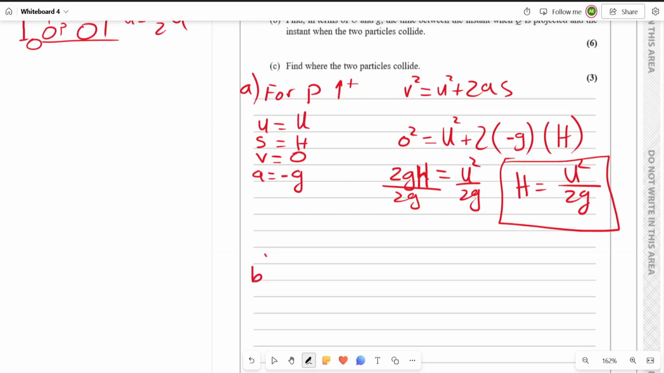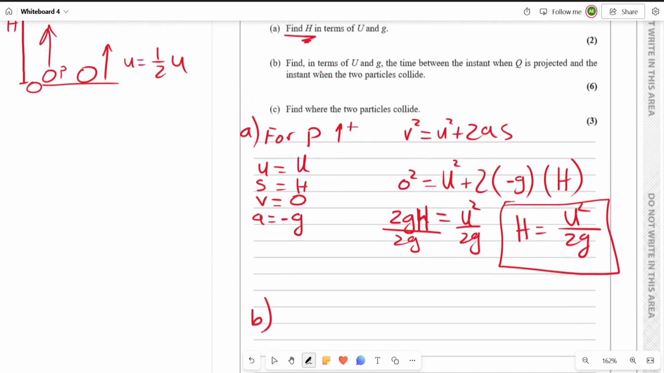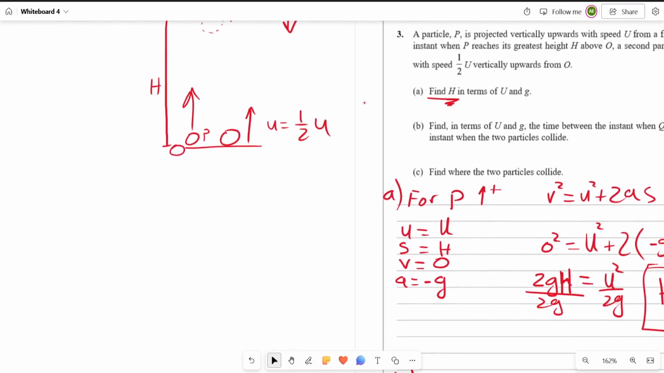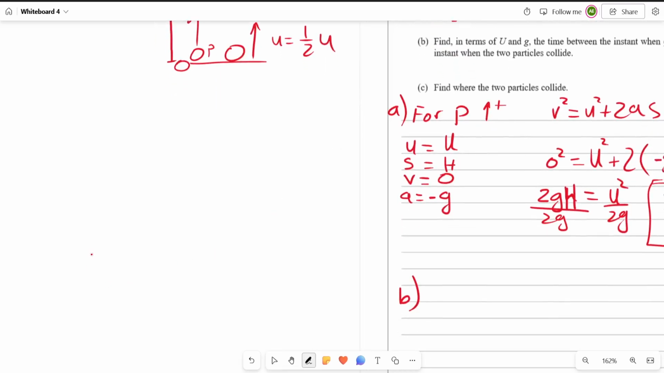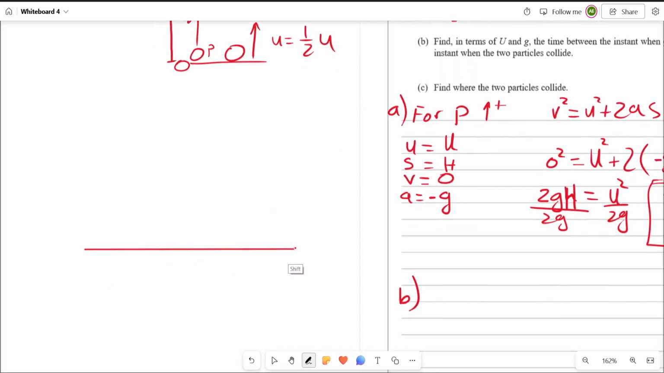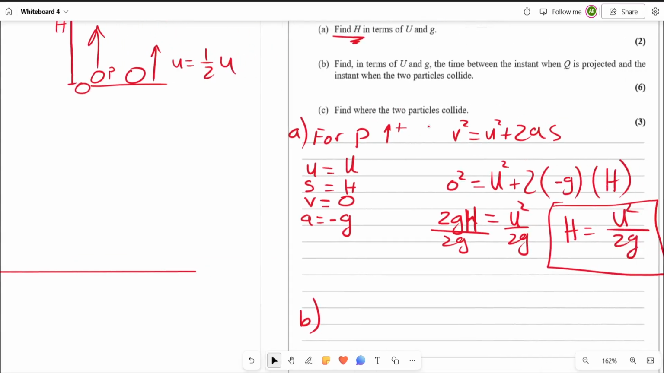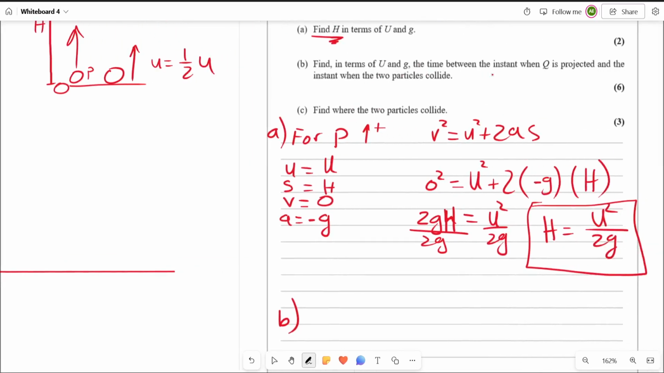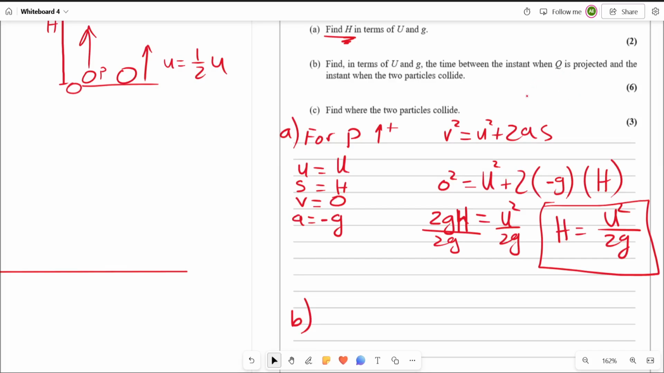Let's think about part B. Part B says, find, in terms of u and g again, the time between the instant when Q is projected and the instant when the two particles collide. Okay, this is super interesting. Let's draw what's happening over here. When did Q get projected?